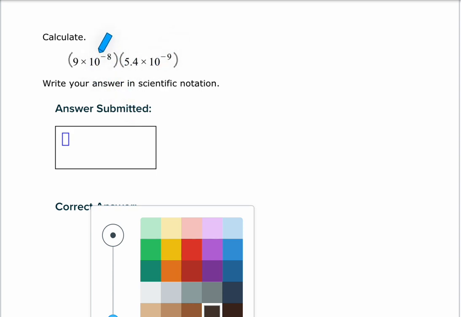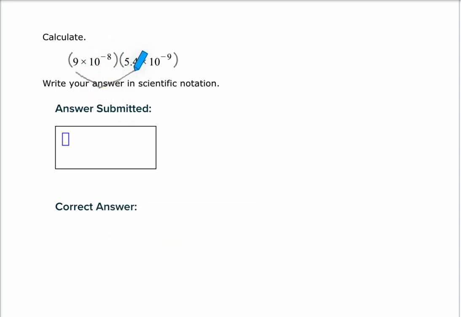I'm going to multiply, because this is multiplication, the numbers that look like they can go with each other. So for instance, I can multiply 9 times 5.4. If you did this on the outside here, and you multiply that together, you would end up with 48.6. Okay, so far I did this number with this number.